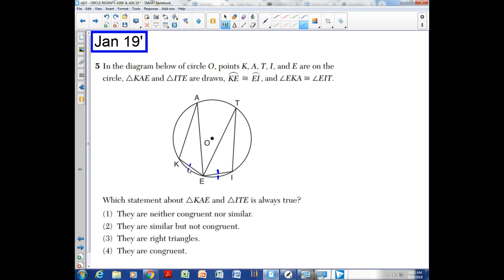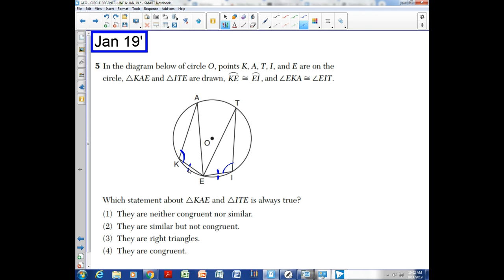Now they're also telling us that angle EKA, remember that's from E, K is in the middle, so that has to be the vertex towards A. So EKA would be this angle right there. I'm going to put an arc there, and it is congruent to EIT. I is in the middle, so that's the vertex. So I'm going to go to the other triangle and put an arc here. Well, that's going to tell me that those 2 angles are congruent. So far we have a side and an angle.